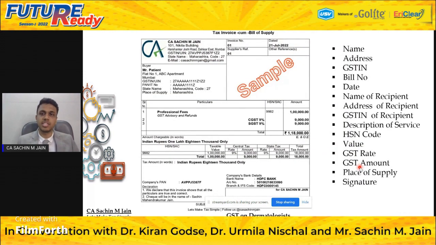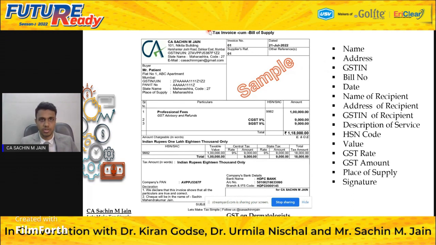So this is just an example I have prepared of how our invoice will look. Although the format is not compulsory, it's up to you how you design your format. But it's important to note that there are a few elements which are mandatory to be mentioned on every invoice.